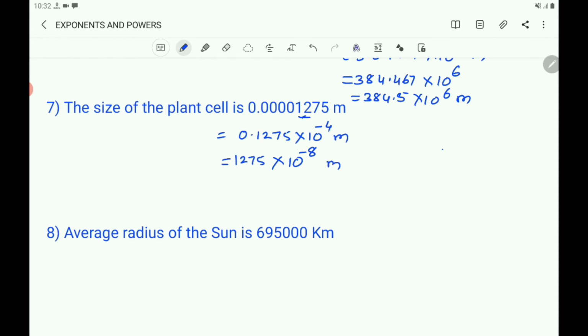1275 into 10 to the power of minus 8 meter, or otherwise you can write 12.75 into 10 to the power of minus 6, as the 7 and 5 are after the decimal point. That also you can write. That is depending upon the number of digits moving towards the left side, that is towards the integral part. So here you count 1 2 3 4 5 6 7 8. So you have taken 10 power minus 8.